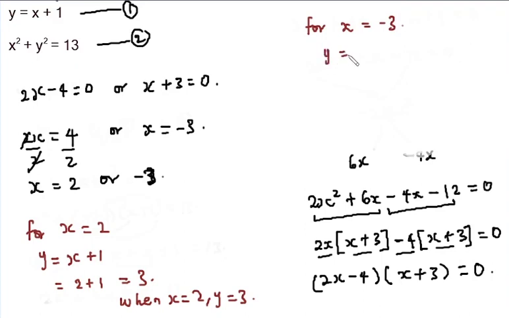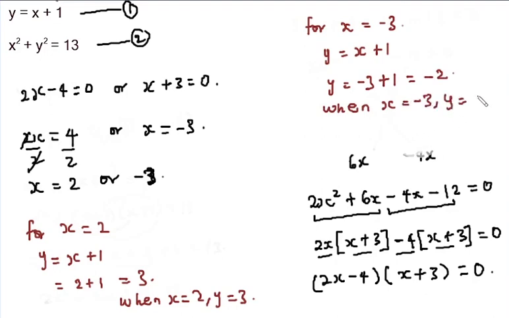So this is y is equal to x plus 1. So y is equal to minus 3 plus 1, and then this is equal to minus 2. So when x is equal to minus 3, y is equal to minus 2.